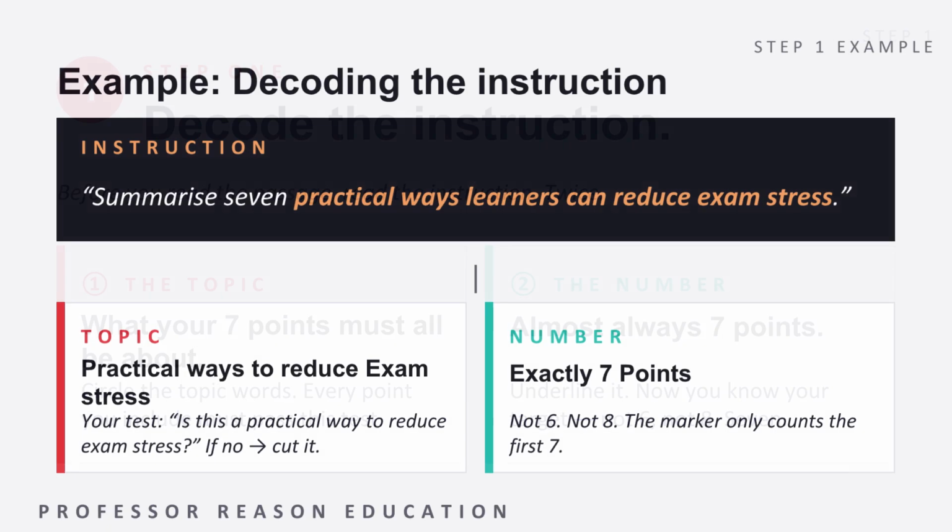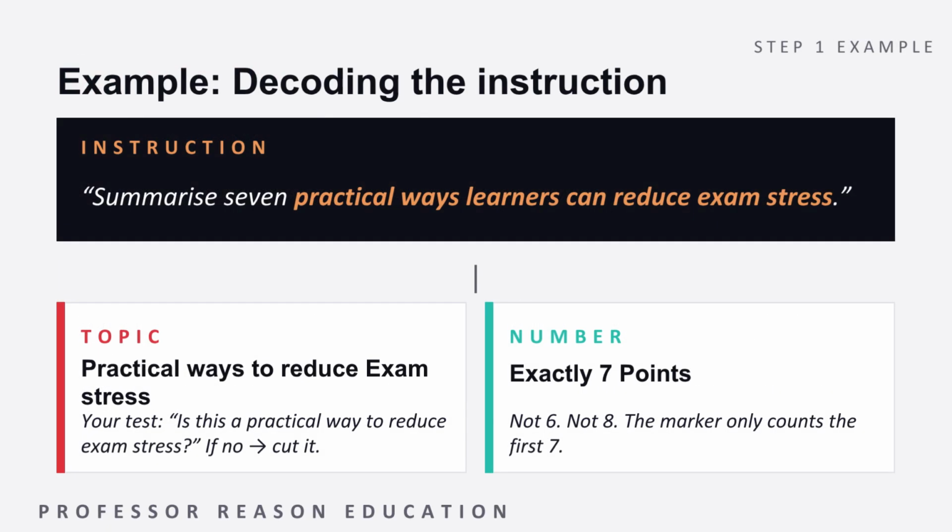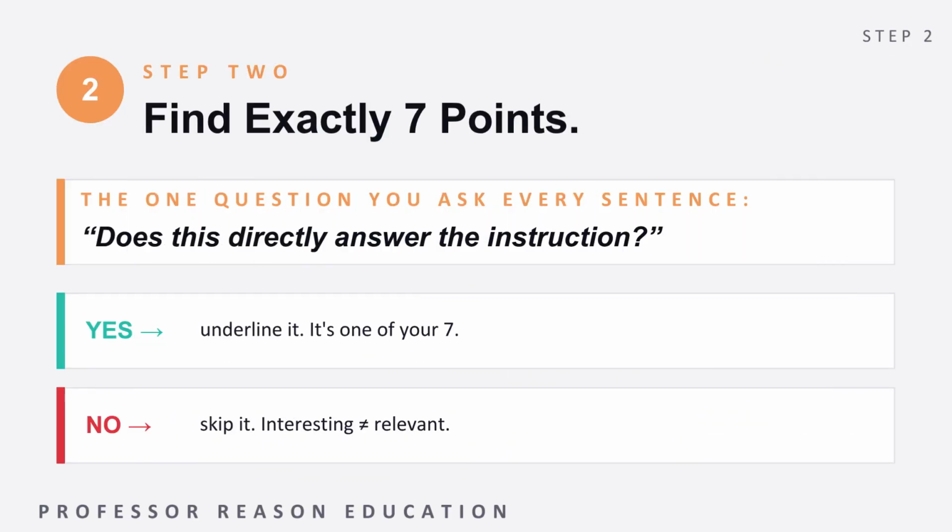For example, if the instruction says, summarize 7 practical ways learners can reduce exam stress, the topic is practical ways to reduce exam stress. Every point you include must pass this test. Is this a practical way to reduce exam stress? If no, it doesn't go in your summary. Simple.